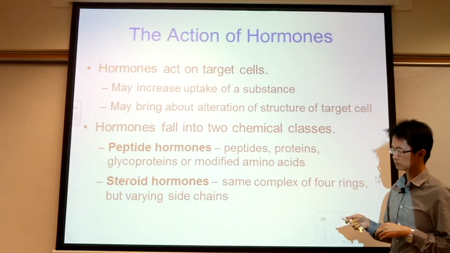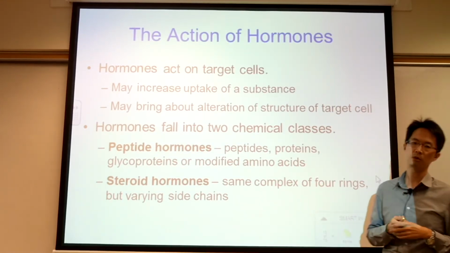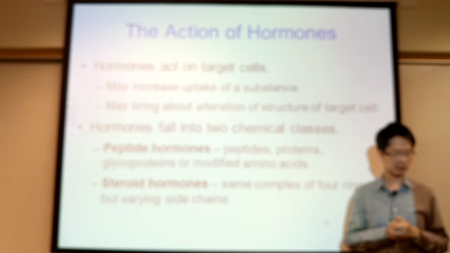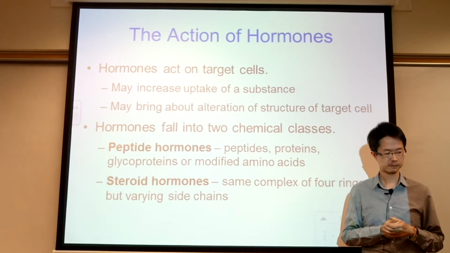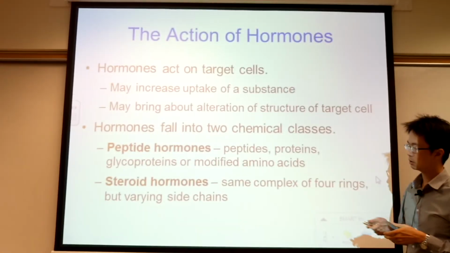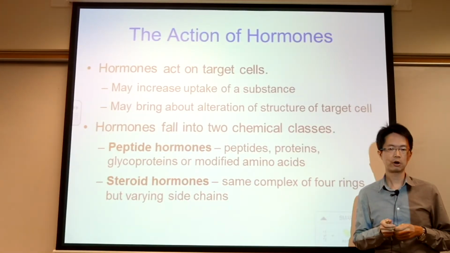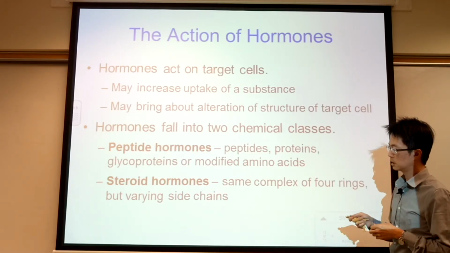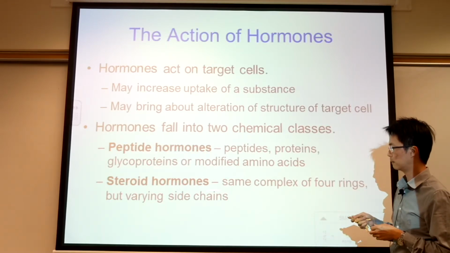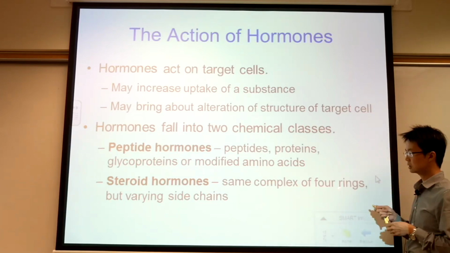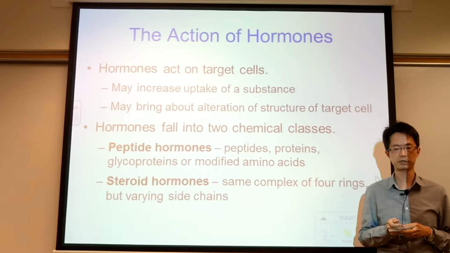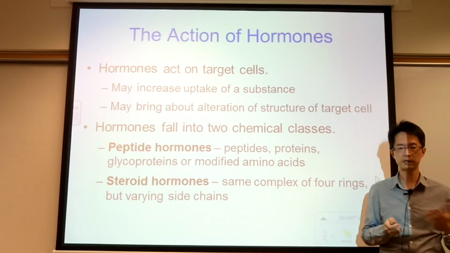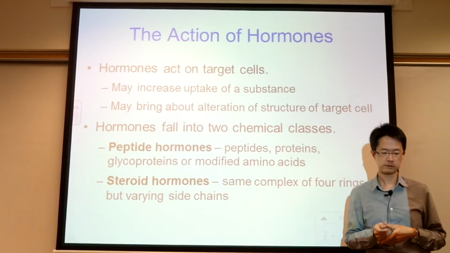Steroid hormone. Examples of peptide hormones, tyrosine derivatives. Some of the peptide hormones are epinephrine, norepinephrine, and dopamine. These are called peptide hormones. And then steroid hormones usually have four rings, because these steroid hormones are derived from cholesterol. Examples of steroid hormones are estrogen and testosterone. They all have the four-ring structure.